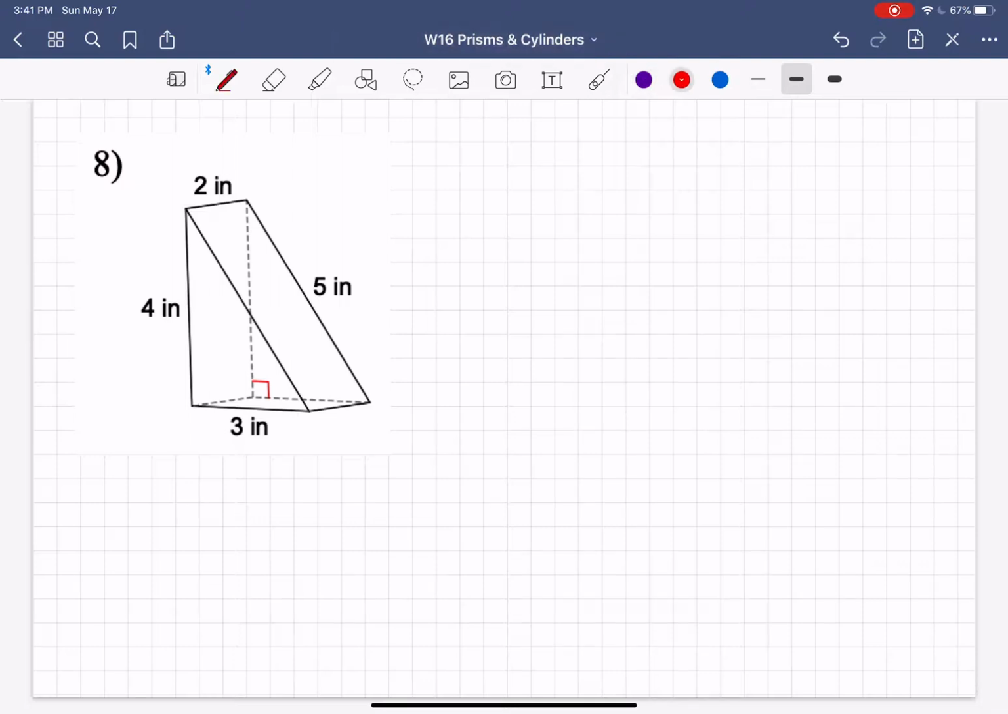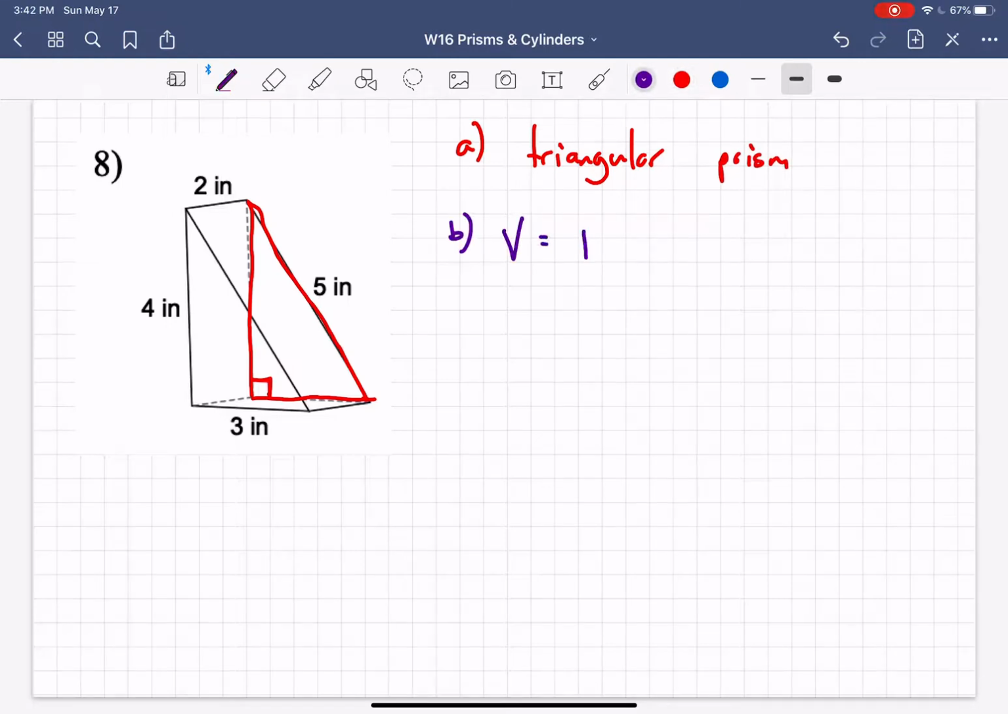Here we have... looking at it right away, right? And again, we see the red symbol there, so that means here is our base. This is a triangular or triangle prism. So when we want to find our volume, we need the area of the base times the height of the prism. So let's find that out first.